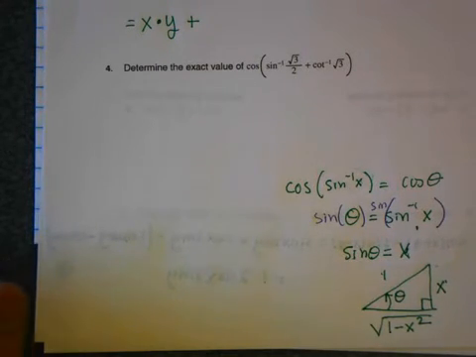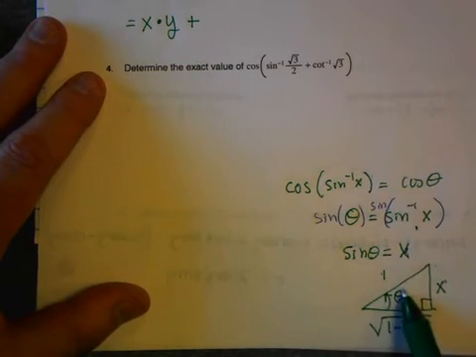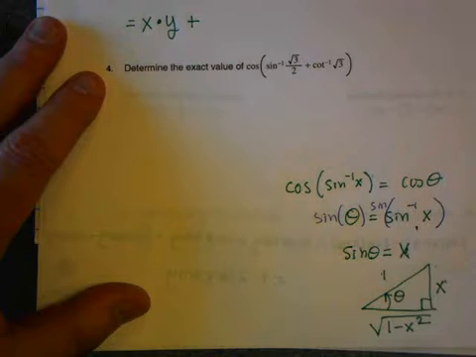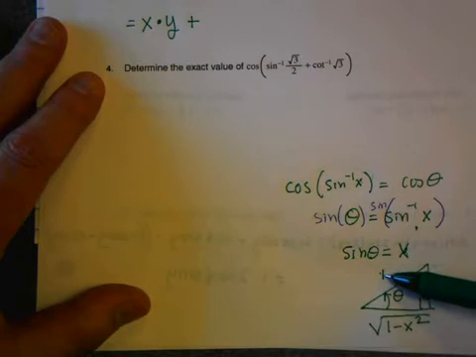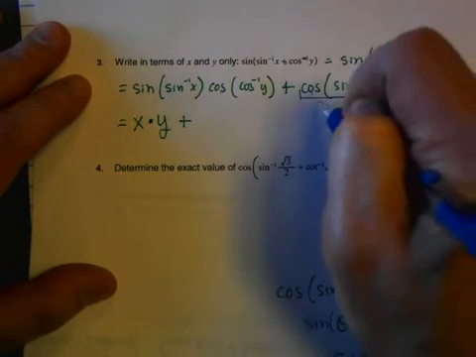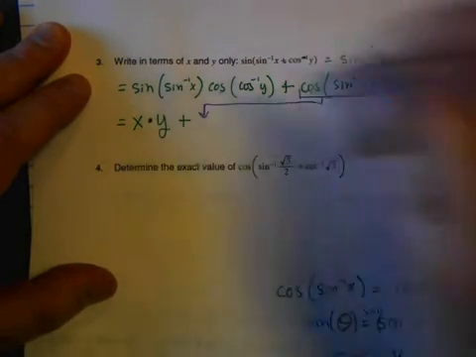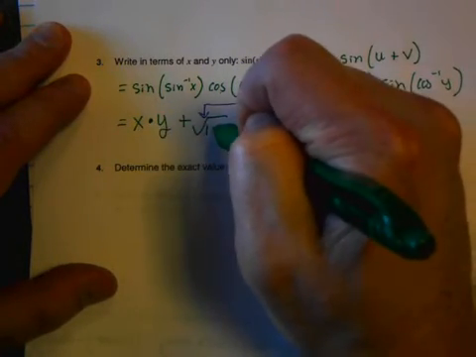All right, so we're almost done. What's the cosine of this angle now? Which is square root of 1 minus x squared over 1. So back up here, this thing, cosine of sine inverse of x, that ugly thing becomes square root of 1 minus x squared.